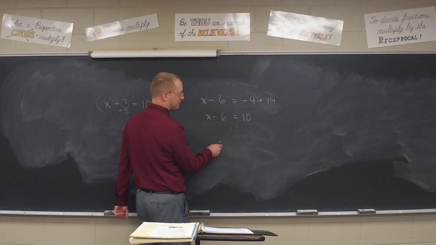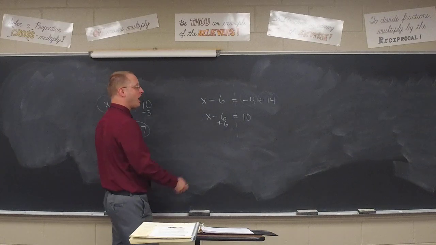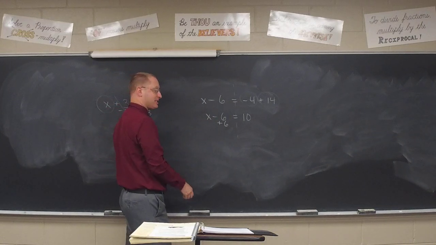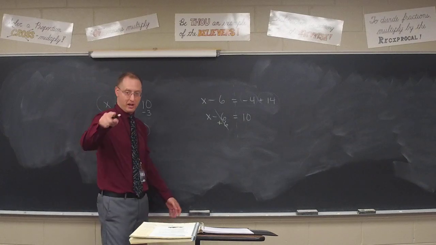Class, what do we put? Positive 6 or plus 6, but I like the way of saying positive 6 better. And what happens to these two inverses, class? They cancel. You're going to cross it out. There's a satisfying feeling of crossing stuff out. Hand off, good posture.